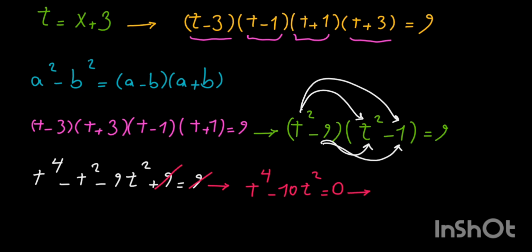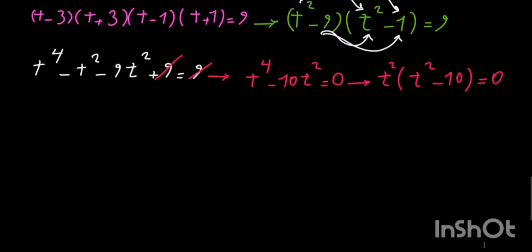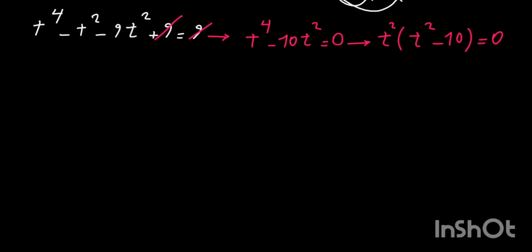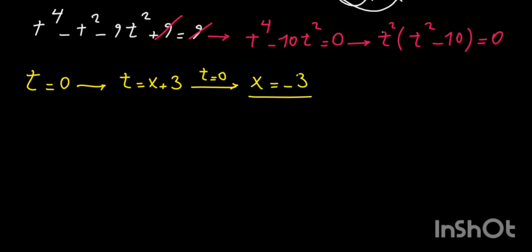And if I factor t squared, what will happen? I will have t squared times t squared minus 10, that's equal 0. So I think we are done, but let me finish it. It means that t is equal 0, and I told you t was equal x plus 3, and if t is equal 0, then x will be equal negative 3. This is our first answer.